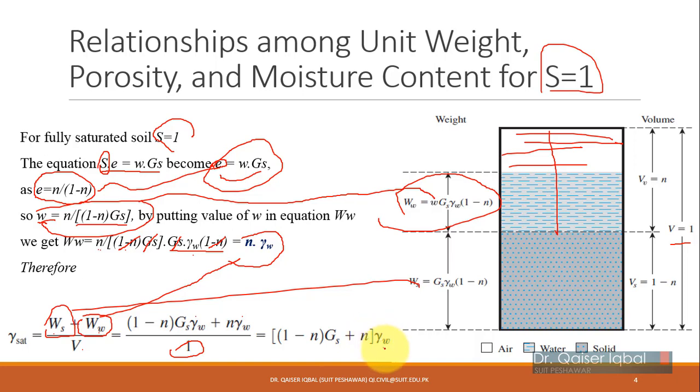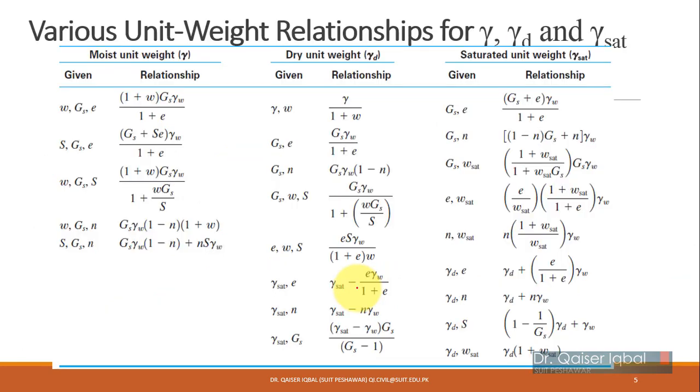This is how we have developed the relationship between the saturated unit weight, porosity and moisture content, which you can see here. The porosity, specific gravity and unit weight of water are correlated to the saturated unit weight of the soil.